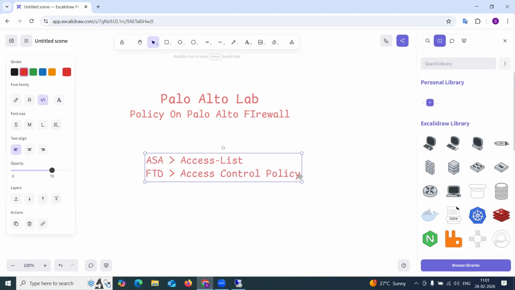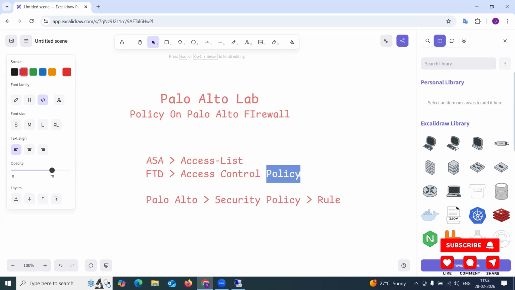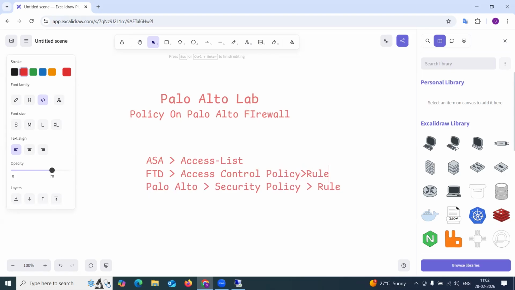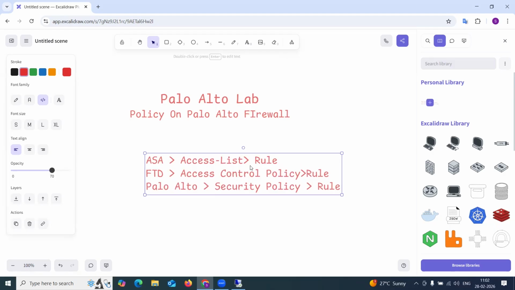Now, when it comes to Palo Alto, the policy is called security policy. Under the security policy, we create a rule. Understood? Here also, under the access control policy, we create a rule. Under access list also, we create a rule. So policy means overall I'm talking about, and in that, when you create a statement, that is called a rule. Okay.